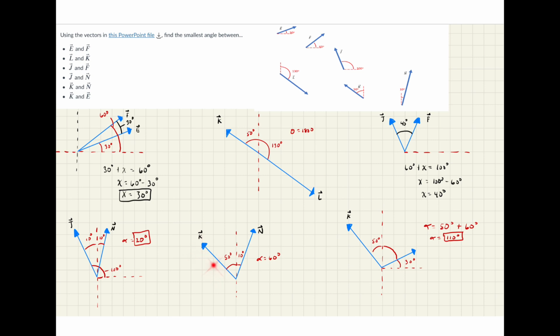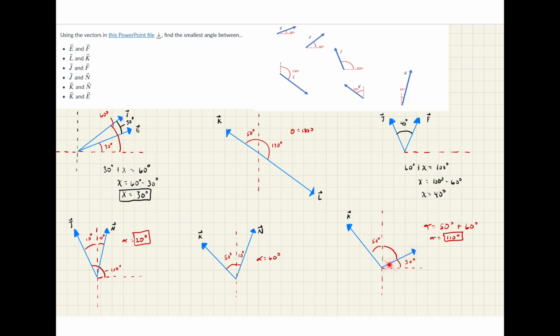So K is 50 degrees from the positive vertical axis, and then we have 10 degrees between the vertical axis and vector N. So combining these two, we get a 60-degree angle. And for our last one, we have K, which is 50 degrees away from the positive vertical axis. And then we have this angle here, which is E, which is 30 degrees away from the positive horizontal axis.